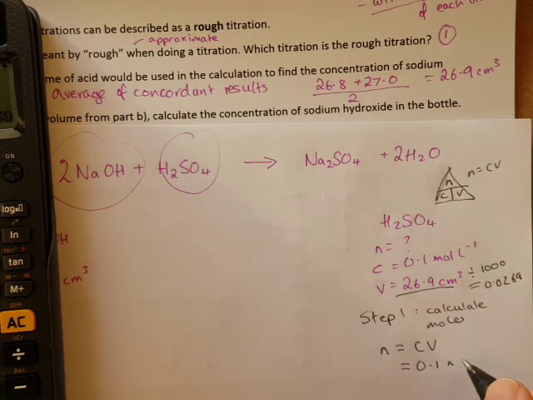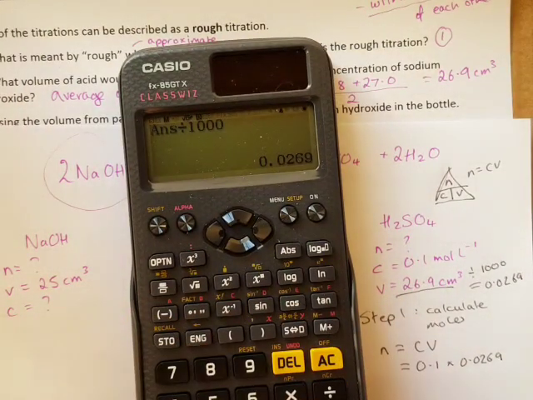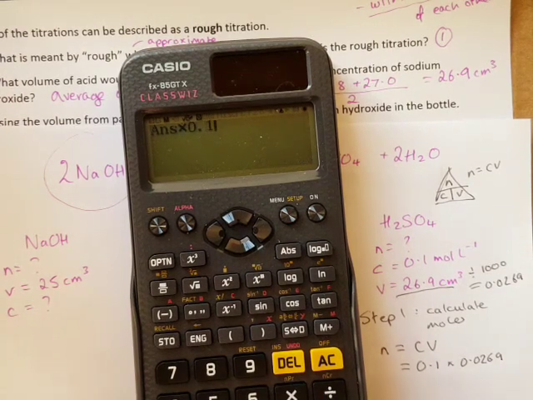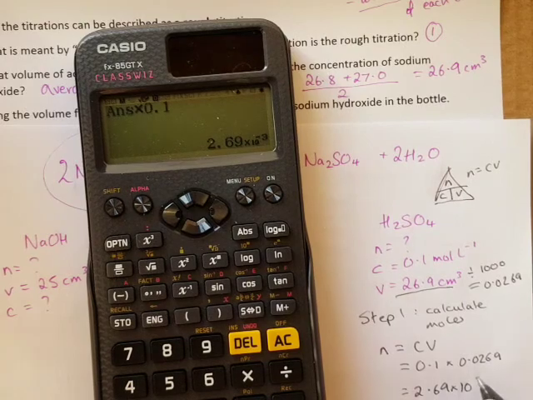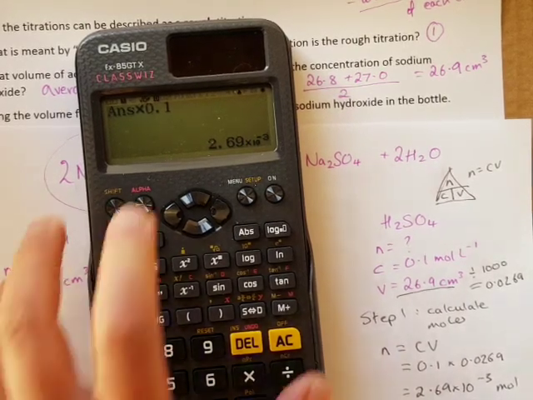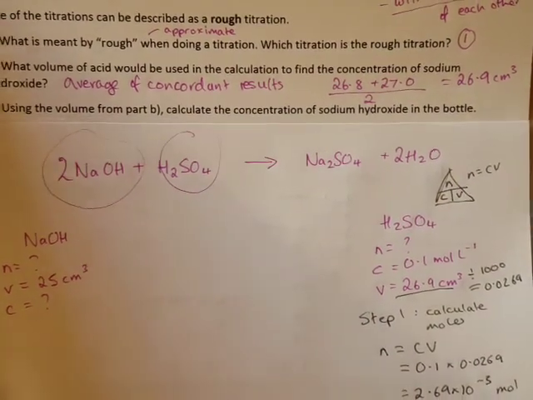So I'm going to do 0.1 times 0.0269. Notice how, because I've divided this by 1,000, I can just press times 0.1 in my calculator. I don't need to retype that, so I'm going to get 2.69 times 10 to the power of -3 moles of sulfuric acid. So our step 1 was calculating the number of moles.